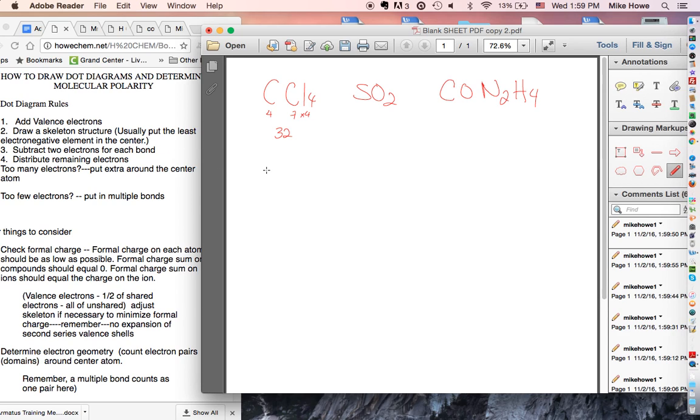Number 2, draw a skeleton structure, putting the least electronegative element in the center. The electronegativity of chlorine is significantly more than carbon, so carbon will go in the center.